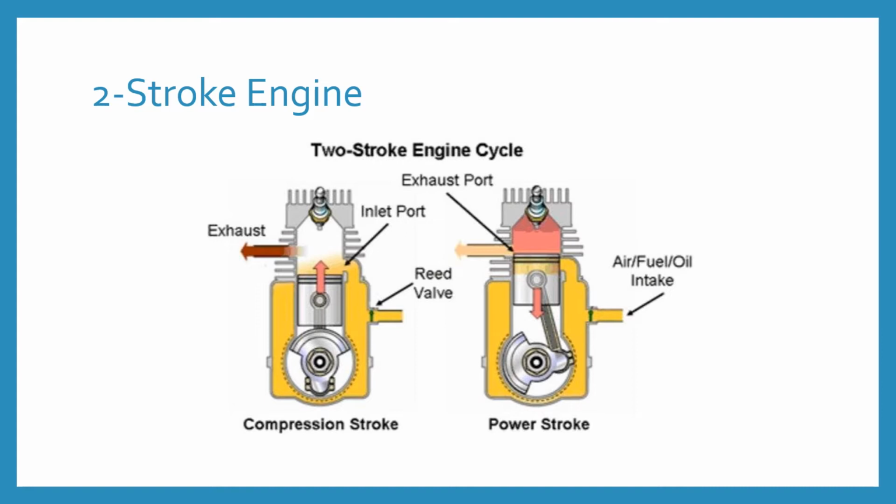Here, without separate movement of the piston for these, there will be a power stroke for each revolution of the crankshaft. In such an arrangement, the power output of the engine can be doubled for the same speed compared to the 4-stroke engine.